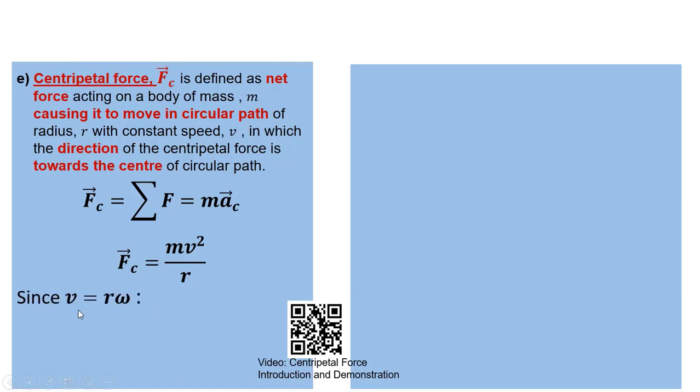In the previous lesson, subtopic 6.1, you have already learned about the relation between velocity and angular velocity. This is the linear velocity and this is the angular velocity. So from this relation, centripetal force also can be written in this form: Fc equal to m r omega squared, or Fc equal to m v omega.